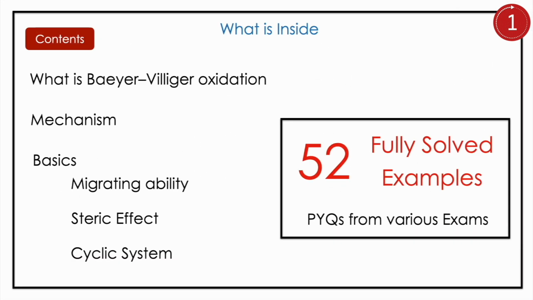What is inside this video? First, we will see what is Baeyer Villiger oxidation and the mechanism behind the rearrangement, then basics, which include migrating ability, steric effect, and cyclic system. Then, very importantly, we are going to solve 52 examples from various examinations. This is very important. It will give you a different perspective and deep understanding.